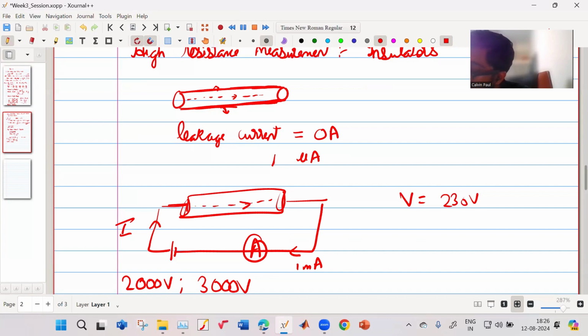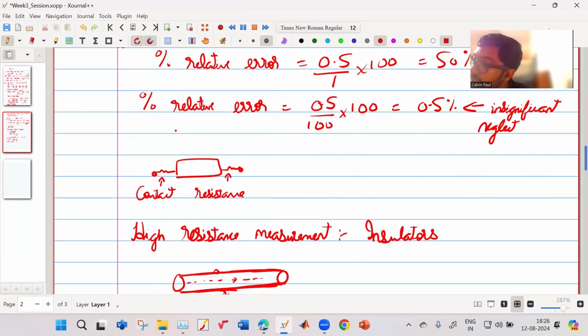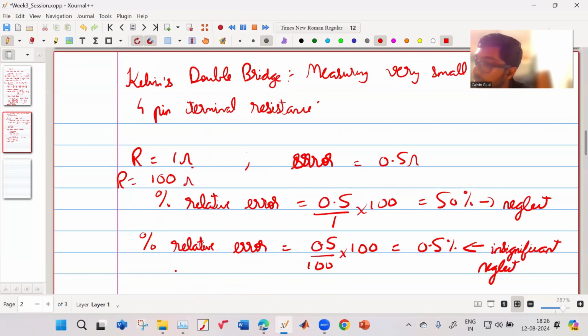But there will also be certain current which will flow in the surface. In the surface of the insulator also certain current will flow. This current is negligible when we go for resistors which are very small, like 1 ohm, 100 ohm. Then that current is very low. We can neglect that parasitic current.